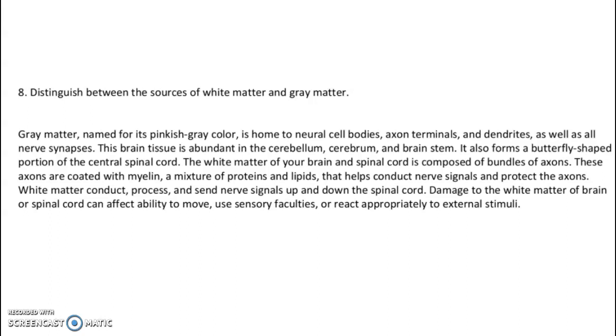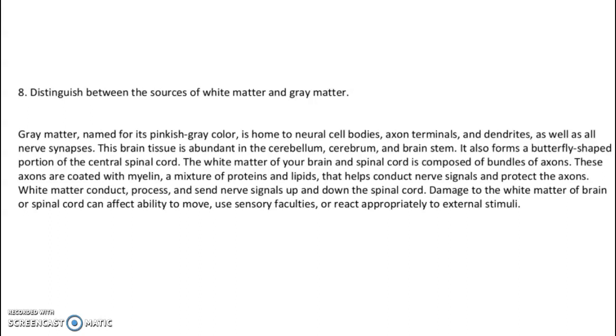White matter conducts, processes, and sends signals up and down the spinal cord. Damage to white matter of the brain or spinal cord can affect the ability to move, use sensory faculties, or react appropriately to external stimuli.